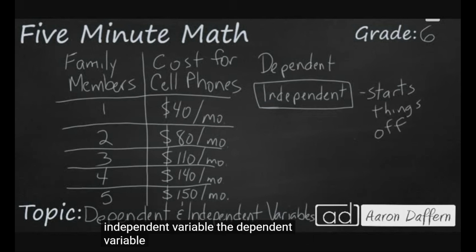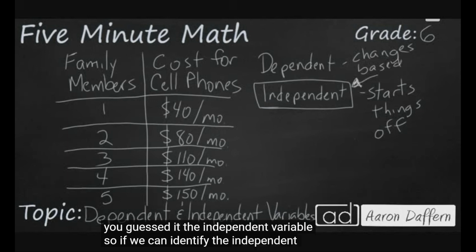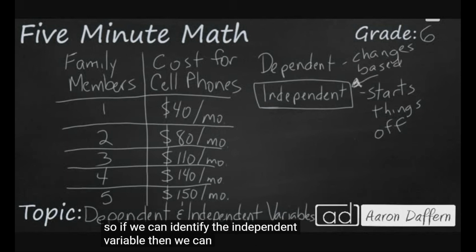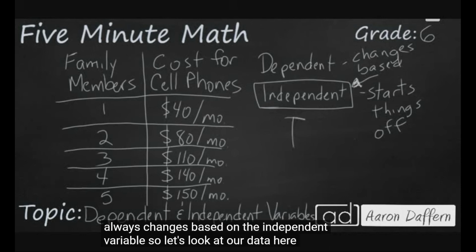The dependent variable changes, and it changes based on, you guessed it, the independent variable. So if we can identify the independent variable, then we can identify the dependent variable after that. That always changes based on the independent variable. So let's look at our data here.